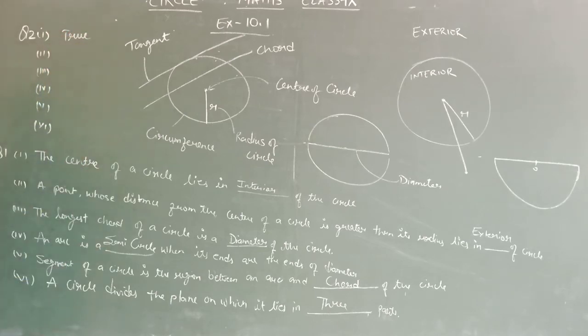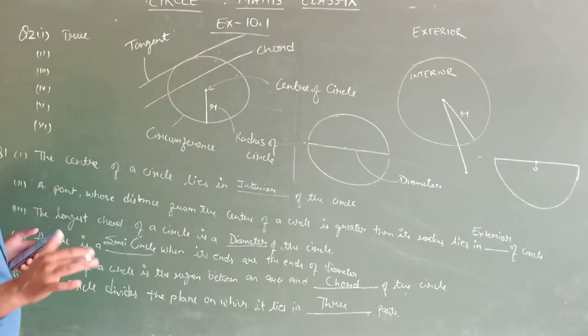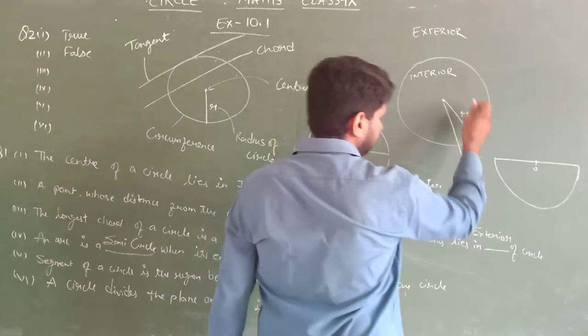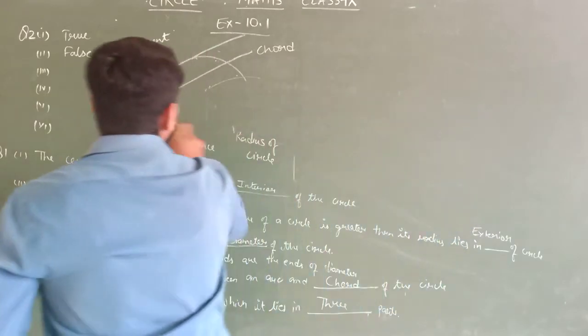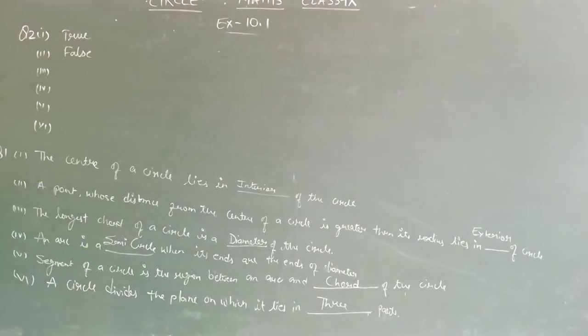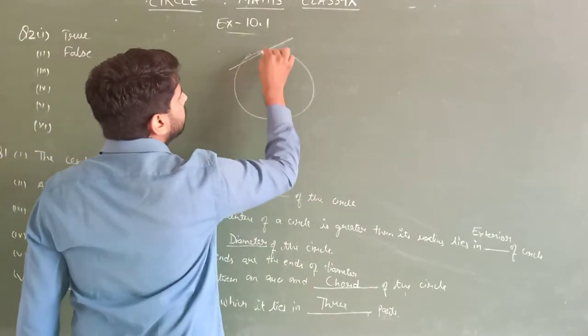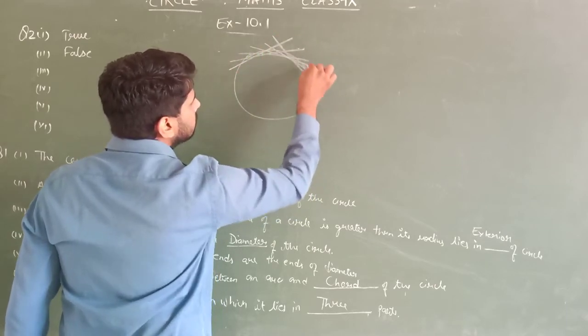So the second one is, a circle has only a finite number of equal chords. Finite number of equal chords. No, that is chords. Example कैसे? See. So this chord is equal, this chord is equal, this chord is equal, this chord is equal, this chord is equal, this chord is equal.